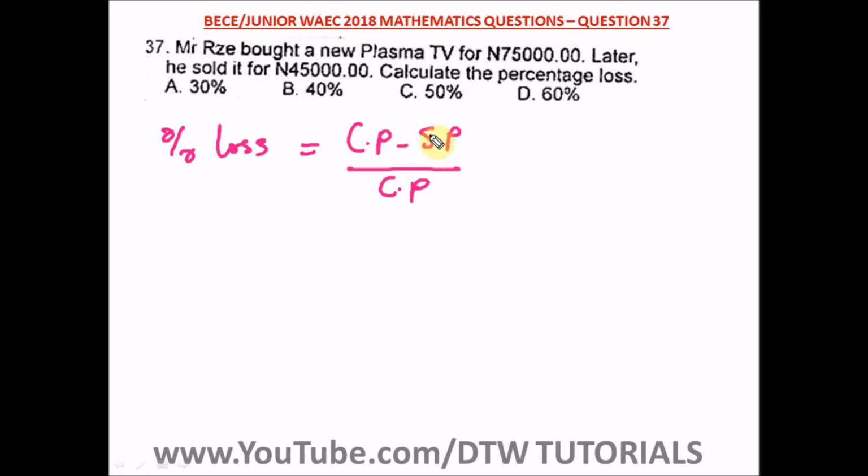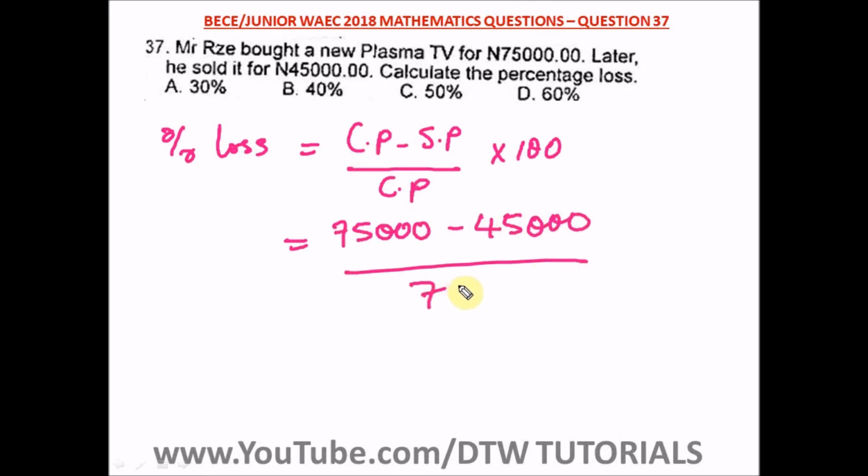So this is percentage loss. Don't forget times 100. All right, so what's our cost price here? We have 75,000 minus our selling price, which is 45,000, divided by 75,000 naira, times 100. This 20 will cancel out these 2 zeros here.